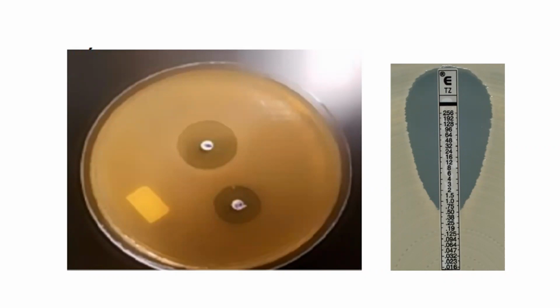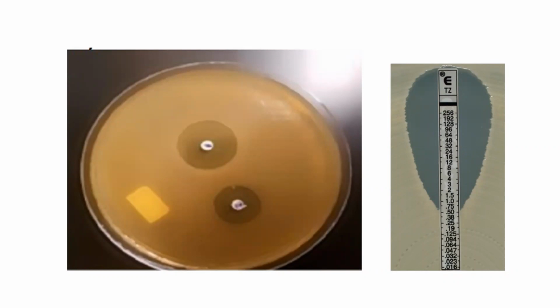Now the second one, the picture I'm showing, is called E-strip. Basically, there is a gradient of antibiotic on the strip. If you can see carefully, there are numbers written on that strip. The number where the zone of inhibition starts, let's say in this picture, is around 0.75. That is the MIC. I'll come to the MIC description later. That's how they decide whether it is sensitive or not. So these are the methods they use to identify.